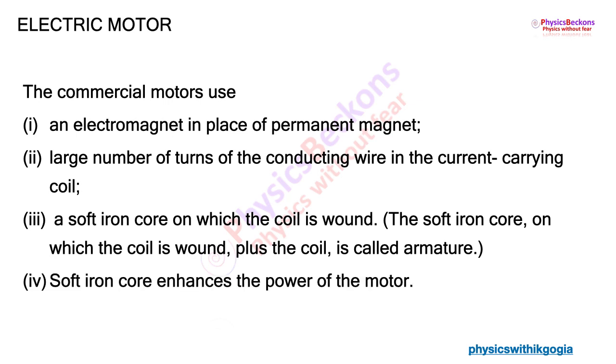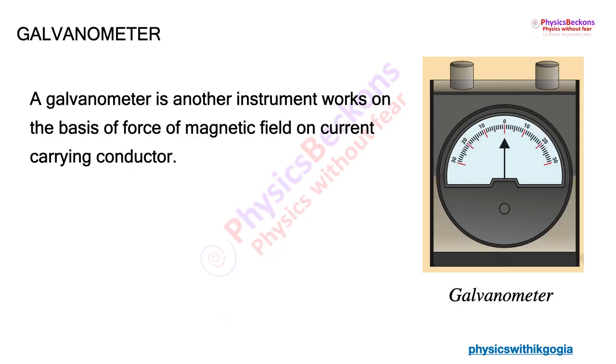The soft iron core used enhances the power of the motor because the magnetic field gets multiplied, increased, strengthened with the use of the soft iron core. So this is how an electric motor works and helps to convert electric energy to mechanical energy.